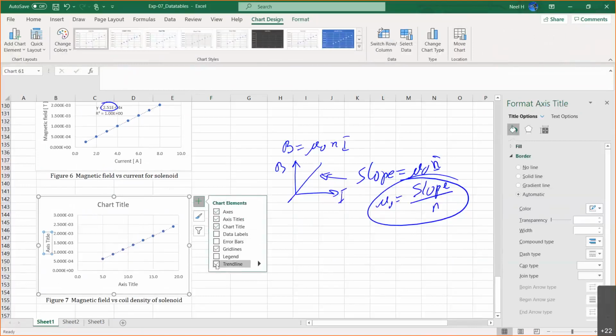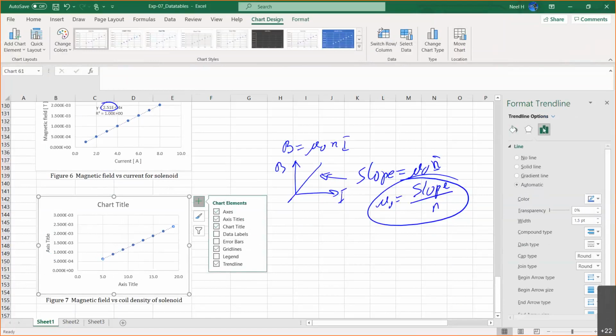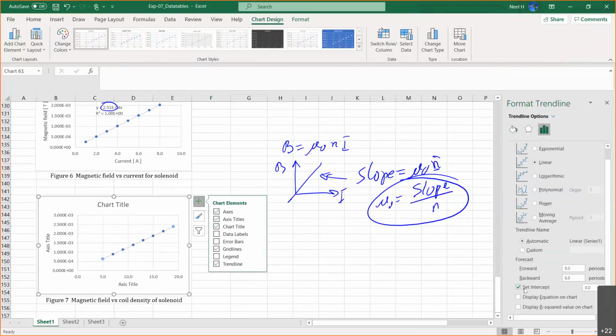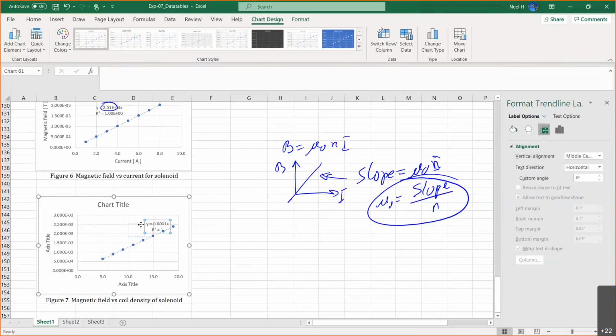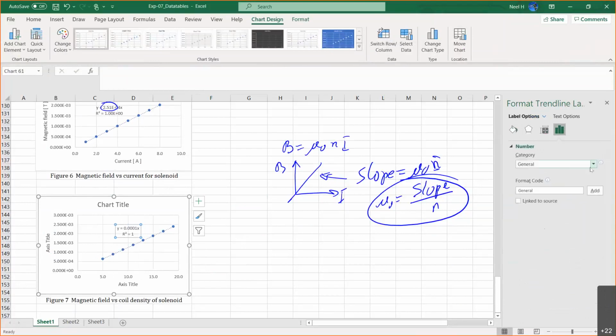I need the trend line format, and the format trend line. We need to click all of these three because we would like to see the equation. And also in the equation, make sure you format the trend line equation into categories scientific.